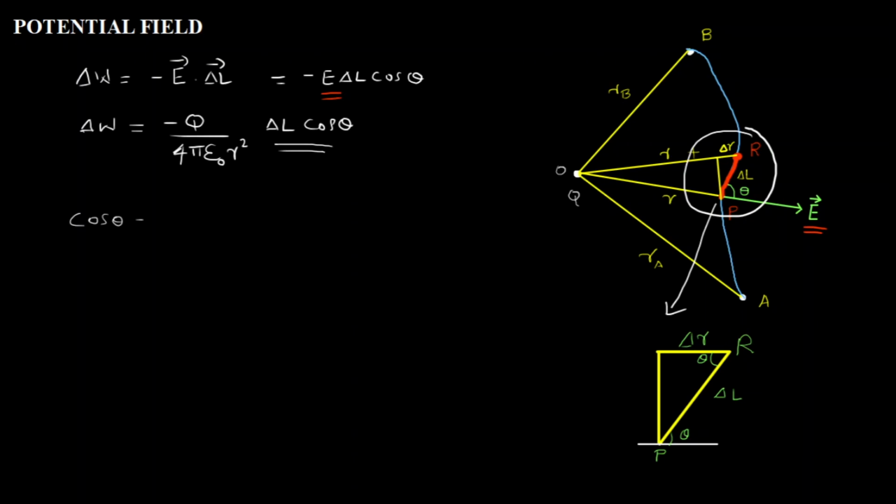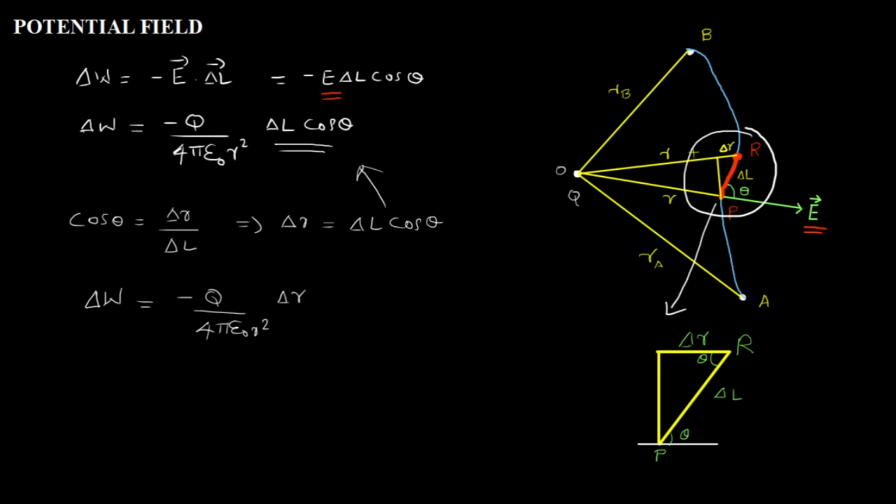What is cos theta? Opposite side, that is delta R, by hypotenuse delta L. So see, I found that delta L cos theta is nothing but delta R. Now I will substitute this in the equation, so that my delta W, the small work done in moving a unit positive charge from position P to position R, is now given by minus Q divided by 4 pi epsilon naught R square delta R.